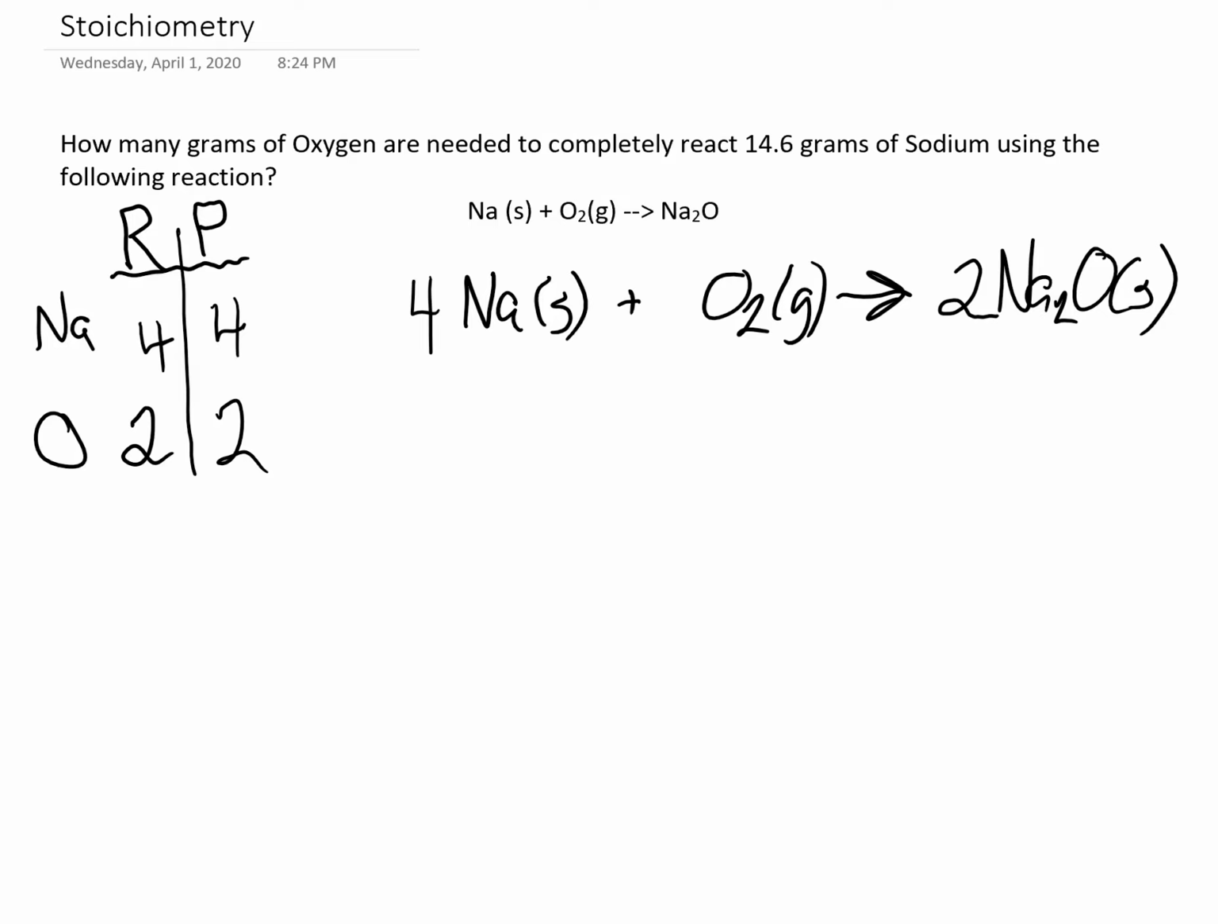Now that we have our balanced chemical equation, we can then start to look into how many grams of oxygen I need in order to completely react 14.6 grams of sodium metal during the course of this reaction. Well, when we do these types of problems, again, we always start off with something tangible we can measure, in this case mass. So we're going to start with 14 grams of sodium.